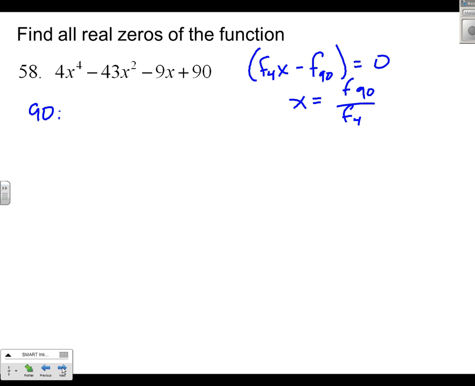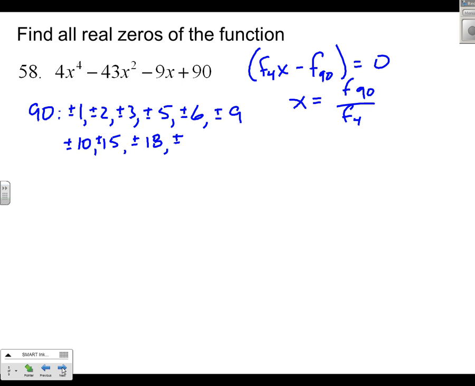Remember what I said on the last one, that that was a pretty generous sampling, it wasn't a big problem. There weren't that many, I think there were only 8 options. How about this? Plus or minus 1, plus or minus 2, plus or minus 3, plus or minus 5, plus or minus 6, plus or minus 9, plus or minus 10, plus or minus 6 times 15 works, plus or minus 18 times 5 works, plus or minus 30 times 3 works, plus or minus 45 times 2 works, plus or minus 90 times 1 works. Whew, that's just the 90s.